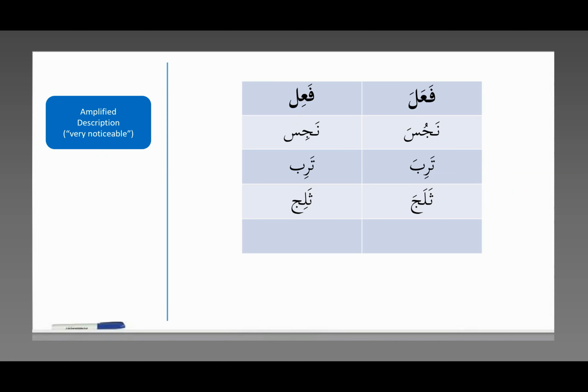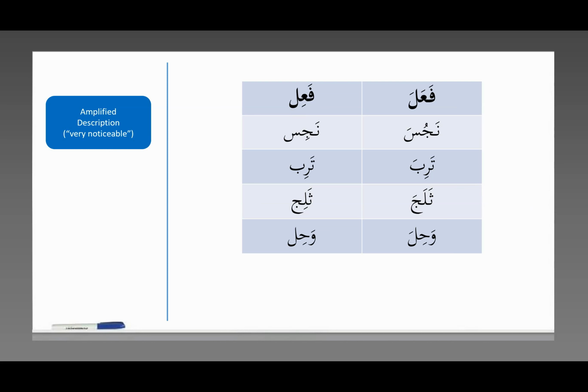Another one, thalaja. Thalaja means it snowed. Snow fell on the ground. If something is icy, full of snow around it, you would say thalij. Again, very noticeable. Once you see snow on the ground, you know what you're seeing. You don't have to think twice about what you're seeing. And so it's on the fa'eel pattern.